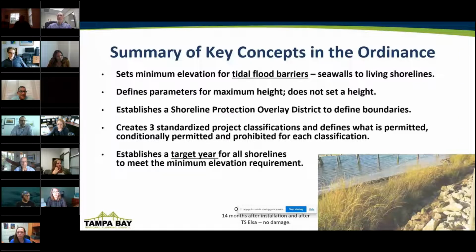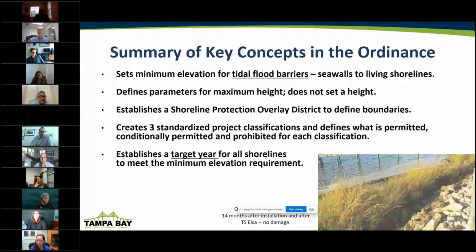And we do define parameters for height, but we did not set a maximum height. There was a lot of recommendations for like, don't go over this height. So we've established a minimum elevation. One of the key things that's in here that I think is potentially relevant to the TAC and future research that needs to be done is building on the FWC's living shoreline suitability model.